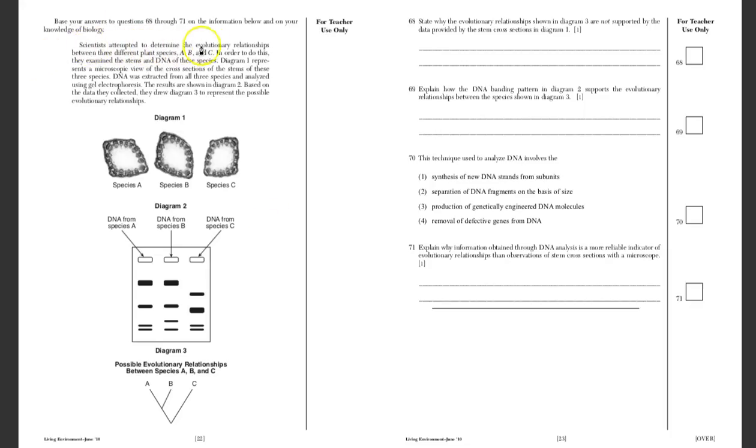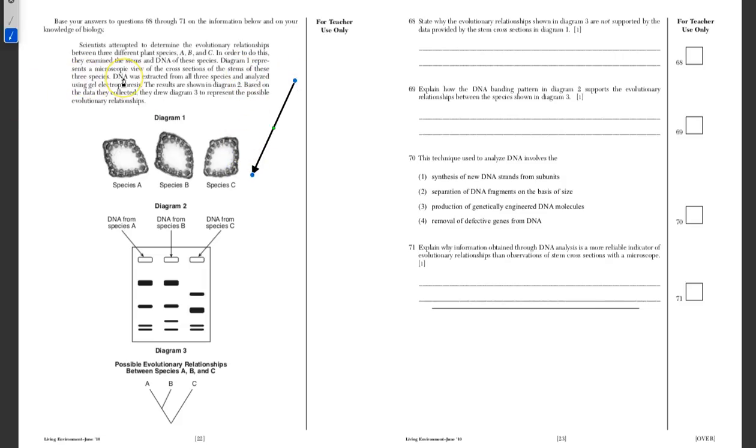Scientists attempt to determine the evolutionary relationship between 3 different plant species, A, B, and C. In our case in class, it was Botanicurus species X, Y, and Z. In order to do this, they examined the stems and DNA of these species. So here we have a cross-section of the stem, and here we have electrophoresis, and here we have the phylogenetic trees. Diagram 1 represents a microscopic view of the cross-sections of stems. Okay, no problem.